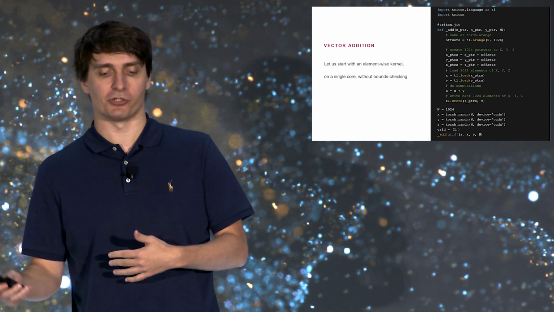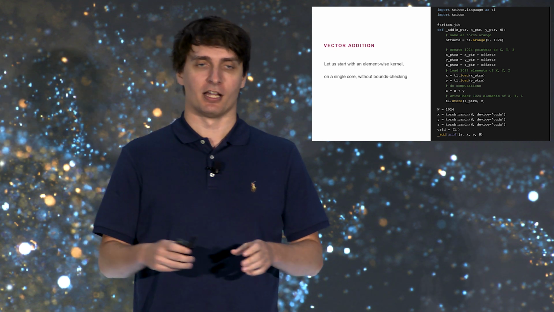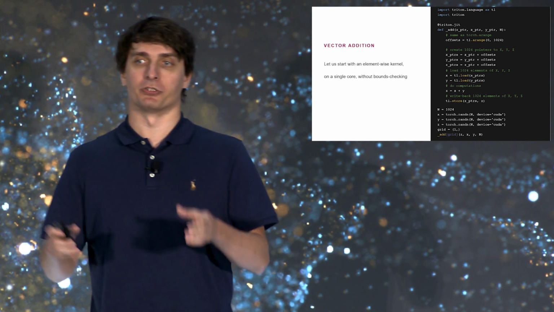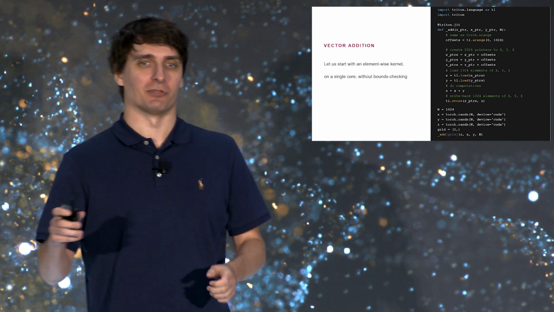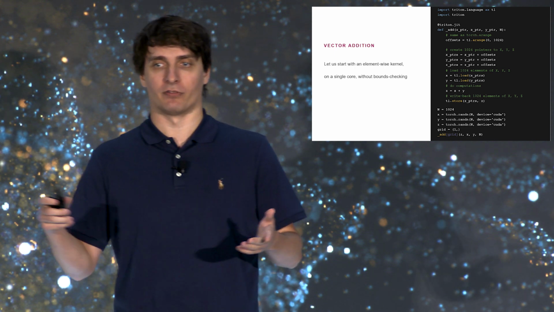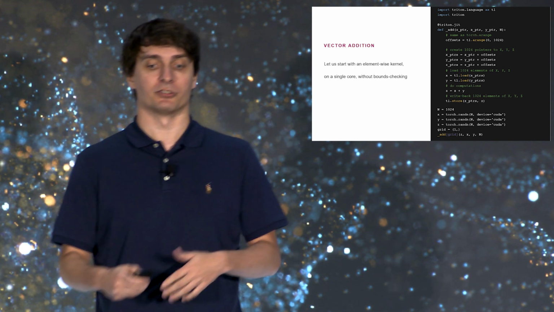When you run your function, you need to provide a grid, which is essentially how many programs are in parallel, because remember your GPU has more than one core, so you might want to execute replicas of this program on many different cores at the same time.